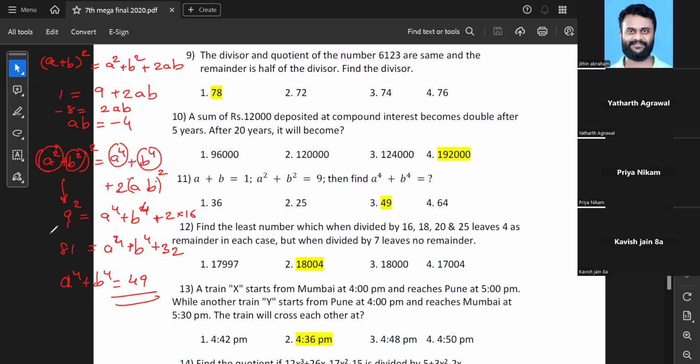Sir, you did a raised to 4 plus b raised to 4. So why did you do 2 into 16? Beta, it is basically what I've done over here. It's the formula for (a plus b) the whole square. Okay, acha. Sir, I couldn't see the square, sir. No worries.